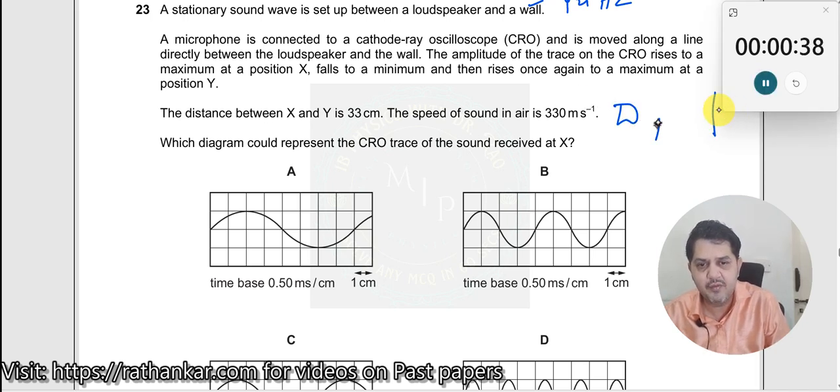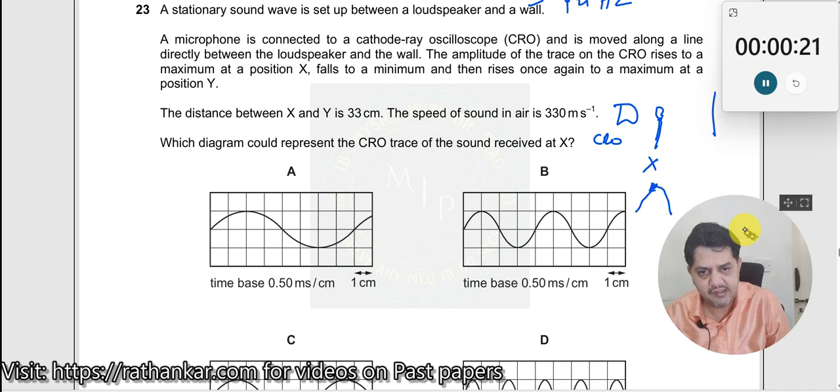Then you take a microphone over here. So this is the microphone, and then you start moving over here. This is your CRO, this is your wall. The amplitude of the trace on the CRO rises to a maximum at position X. Let us say this is position X, it's at a maximum, then falls to a minimum.